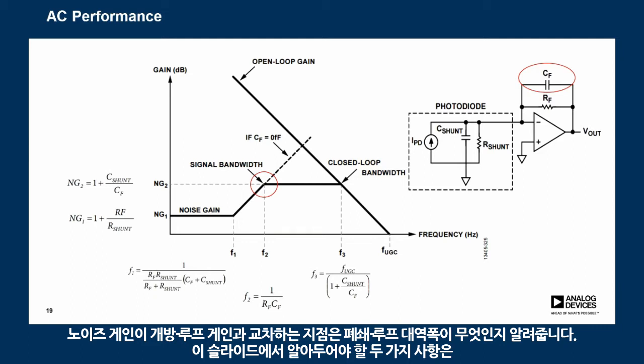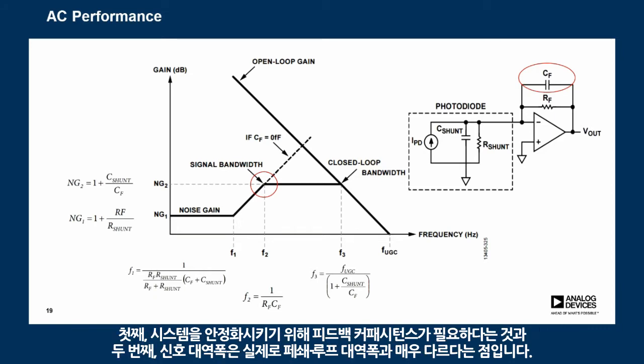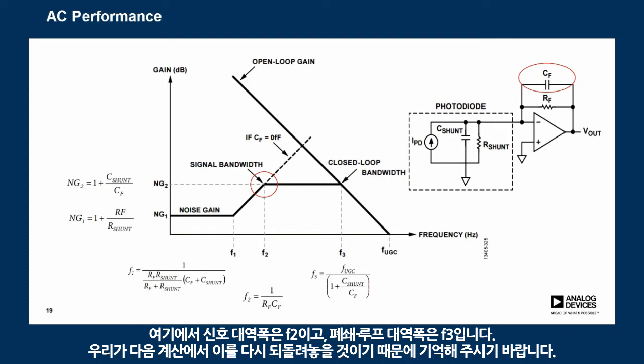The point where the noise gain intersects with the open loop gain tells us what the closed loop bandwidth is. So there are 2 things to note from this slide. First, you'll need a feedback capacitance to stabilize the system. Second, the signal bandwidth is actually very different from the closed loop bandwidth. Signal bandwidth is F2 right here, closed loop bandwidth F3. So remember this because we're going to come back to this in our noise calculation.